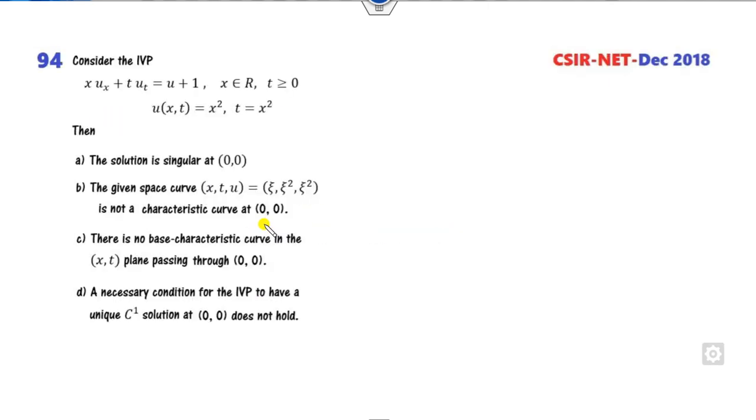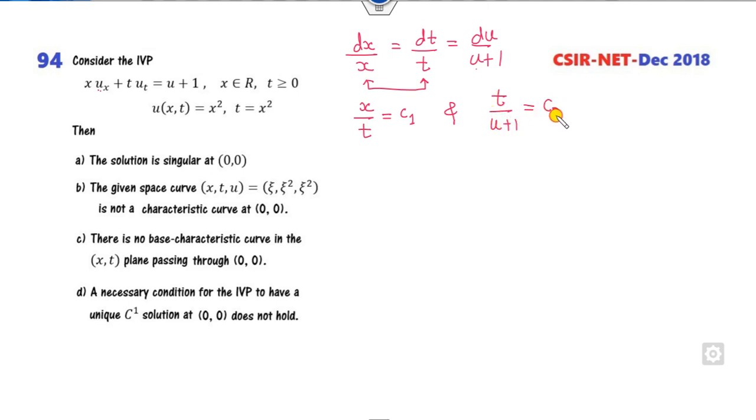Okay, look at the last option. So you have to find this. Again, we can start from here. This is the P. This is dt over t, and this is du over u plus 1. Fine. Now that's very simple. Now if you solve this, what will happen? This will give you this. This is log x, log of t. If you integrate them, if you solve this, it will give you this. Fine.